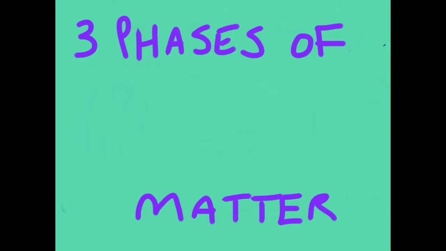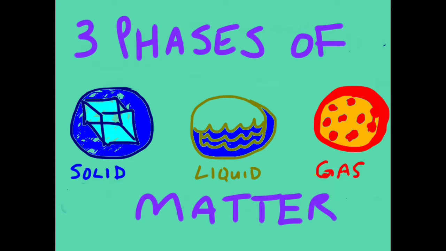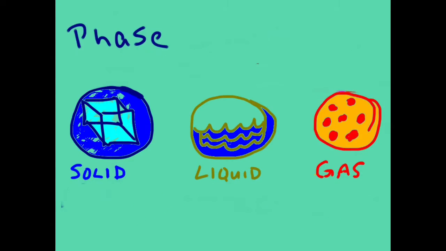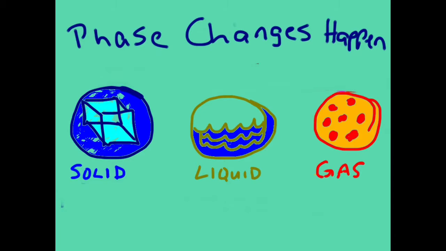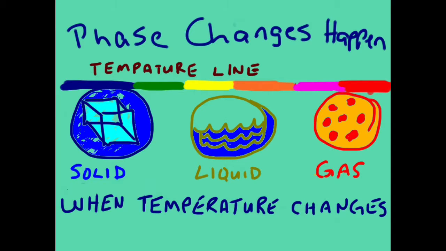There are three phases of matter: solid, liquid, gas. These phases can change from one to another when the temperature either increases or decreases. When the temperature increases, solid goes to liquid, liquid goes to gas. When the temperature decreases, gas goes to liquid, liquid goes back to a solid. Now, every phase has its own melting point and its own freezing point.